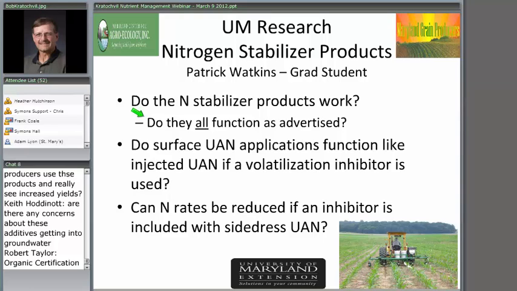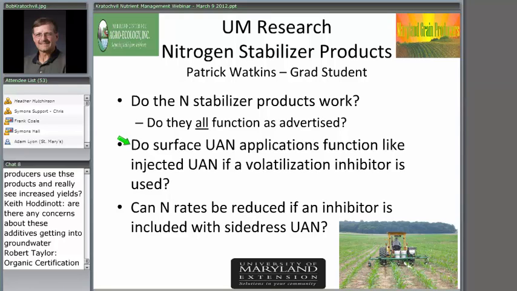We wanted to take a look at this in a field setting, and I'll describe to you how we did that. Second question we had was, and a lot of folks prefer to do surface application of UAN simply because they can cover a lot more ground more quickly during a period of time when they really don't have a lot of time to get their sidedress nitrogen out.